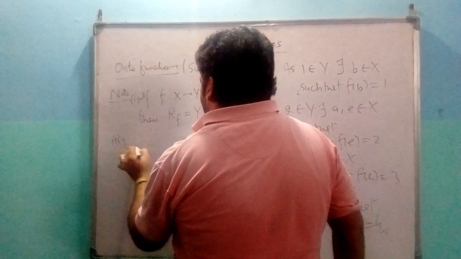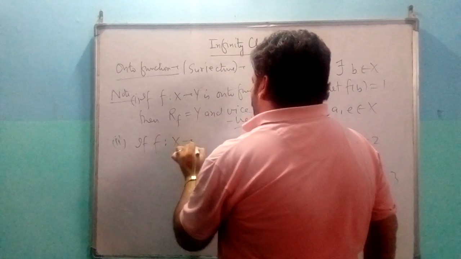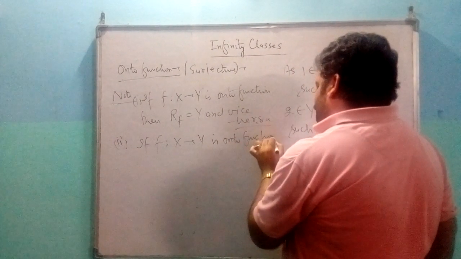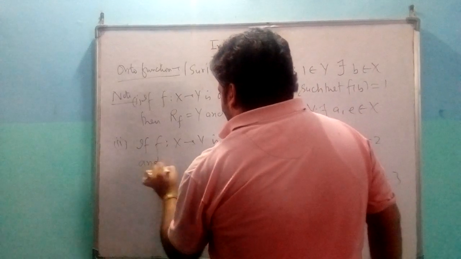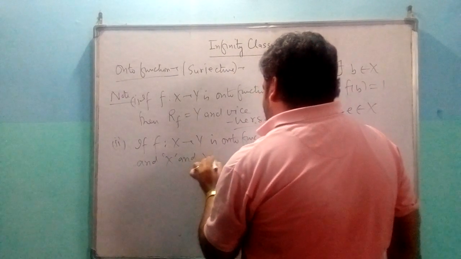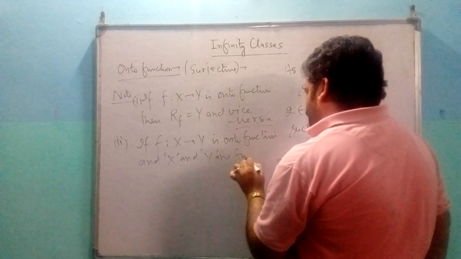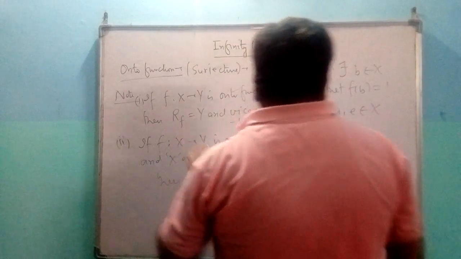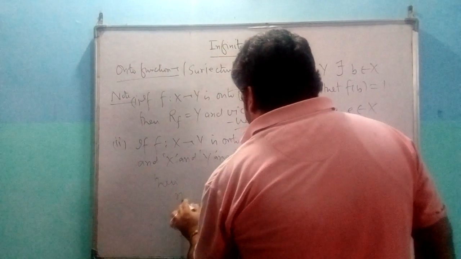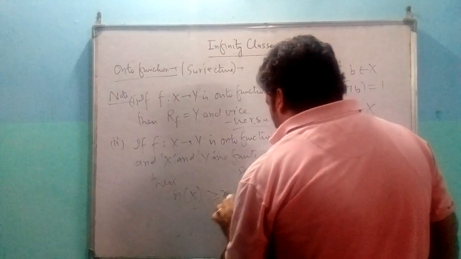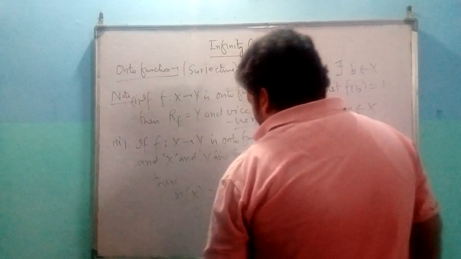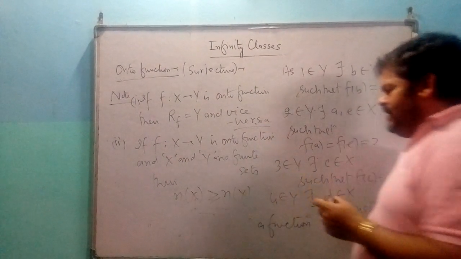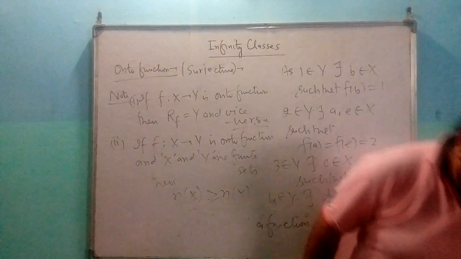Number 2, if f from x to y is onto function and x and y are finite sets, then number of elements in x is greater than or equal to number of elements in y. In case of onto, elements in domain is always more than the elements in codomain.